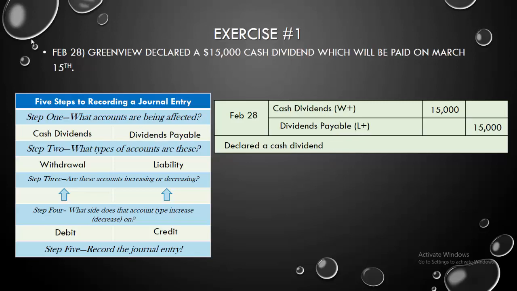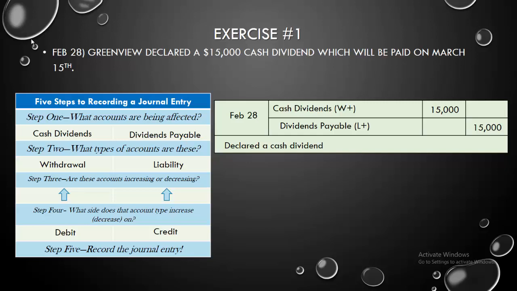And then lastly, on February 28th, Greenview is going to declare a $15,000 cash dividend, which will be paid in the future on March 15th. So we're not actually paying it, but we declared it. And at the time that we declare it, we have to withdraw that money from the business. We have to at least say that we're declaring these dividends. So when we do so, we are going to debit our cash dividends withdrawal account. And like all withdrawal accounts, it's going to be going up because we're declaring more dividends, and it goes up on the debit side.